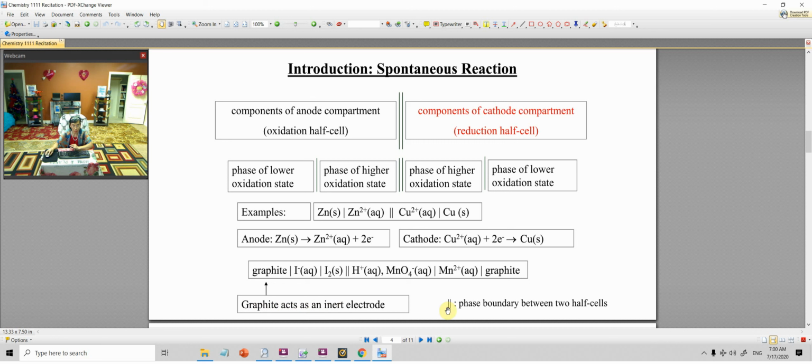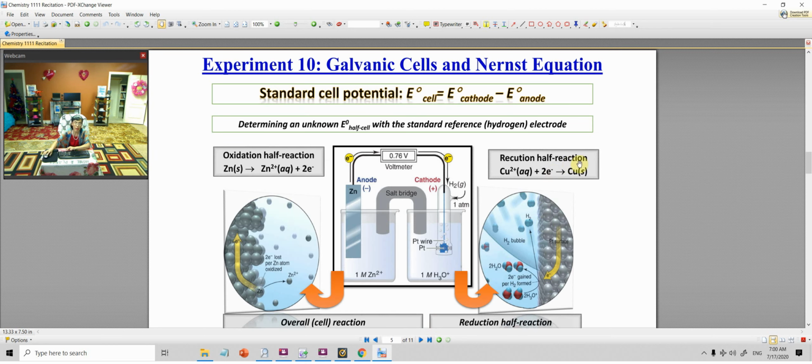So also, double straight line represents the phase boundary between two different half cells. In the same cell, you have different chemicals, different phases, you use a single line. If you have two different aqueous solutions, not solid or liquid, lots of time we use a comma to separate them. So this is about the notation of galvanic cell.